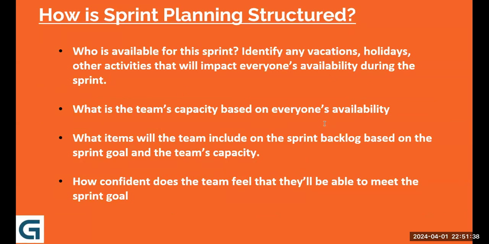Please go ahead. Who is available for this sprint? Identify any vacations, holidays, and other activities that will impact everyone's availability during the sprint. What is the team's capacity based on everyone's availability? What items will the team include on the sprint backlog based on the sprint goal and the team's capacity? And the last one, does the team feel that they will be able to meet the sprint goal? Thank you so much for reading this out.